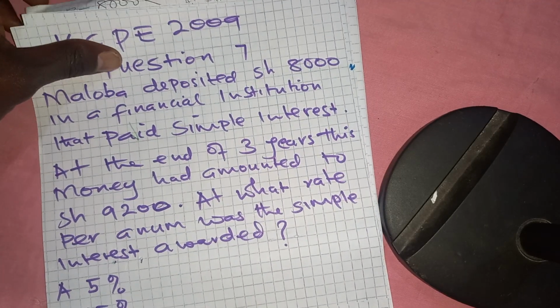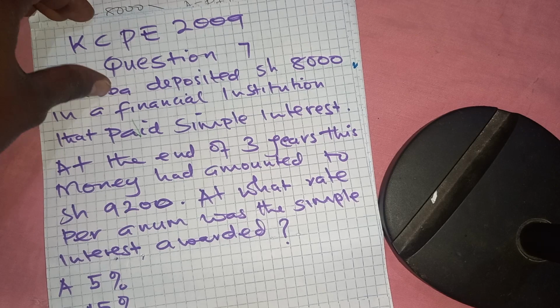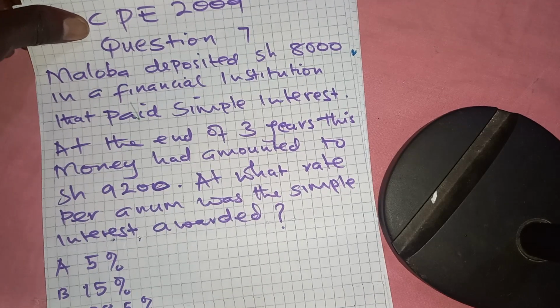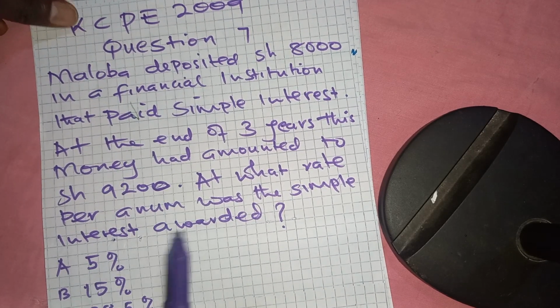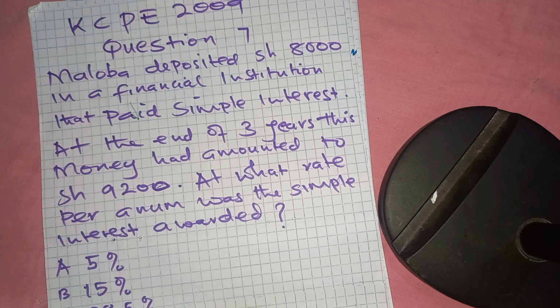KCPE 2009 question 7, which says Maloba deposited 80,000 in a financial institution that paid simple interest. At the end of 3 years, this money had amounted to 92,000. What rate per annum was the simple interest awarded?